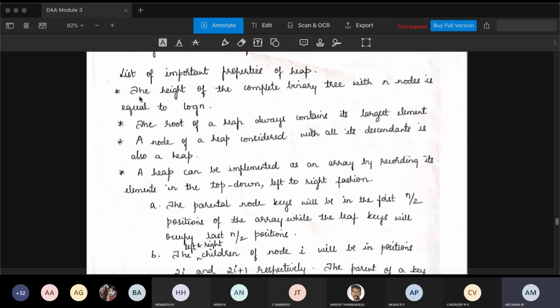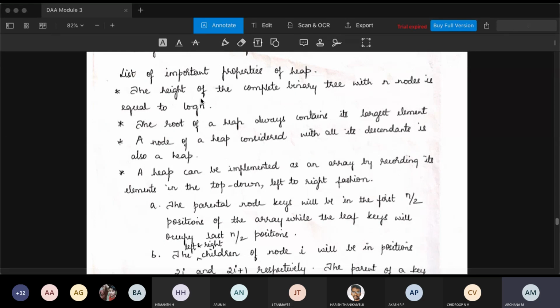Look here. The height of a complete binary tree with n nodes is log n. These are certain important properties you have to note down, because this is a very, very important question. They will ask you this for 5 marks. List the important properties of heaps. The height of a complete binary tree, you know the height is nothing but the number of levels minus 1. That is known as the height. You know that, right? Height, level and all, you people know this from data structures.